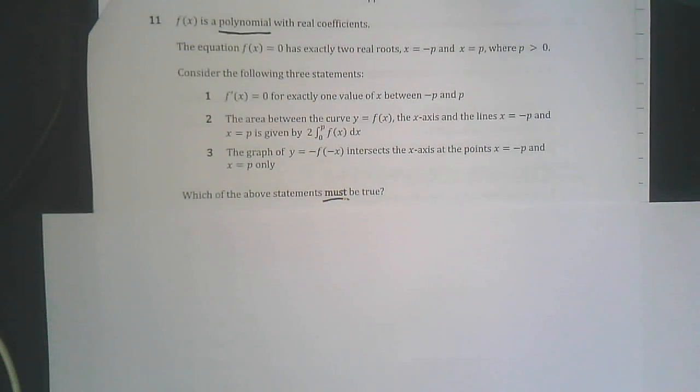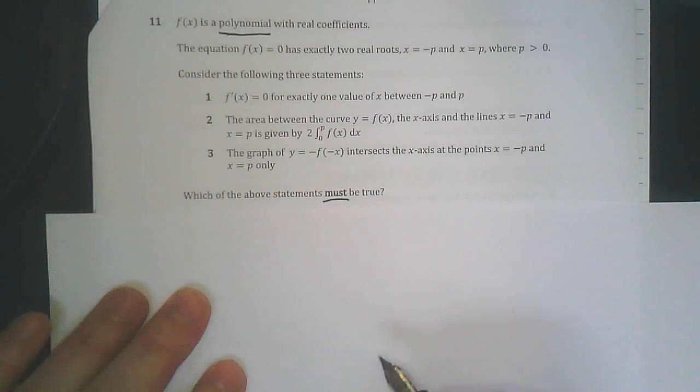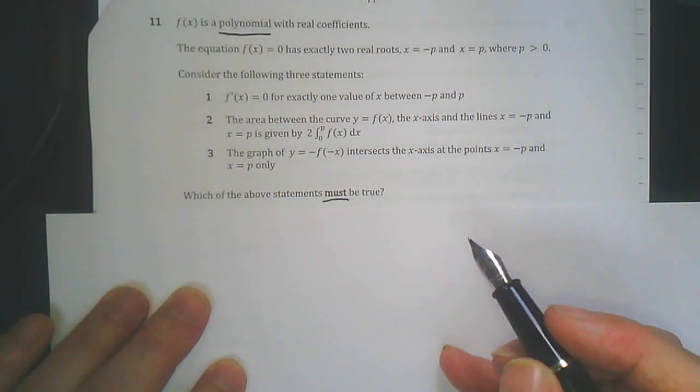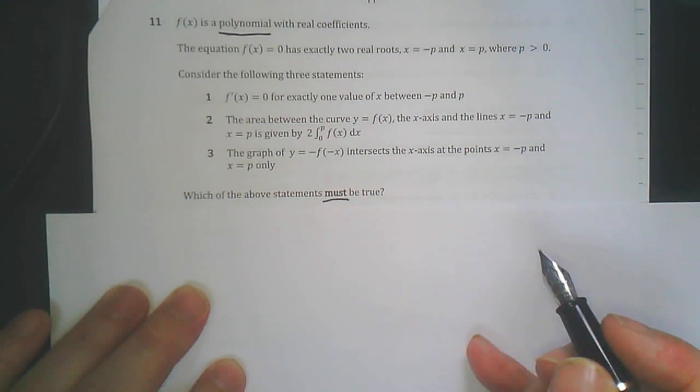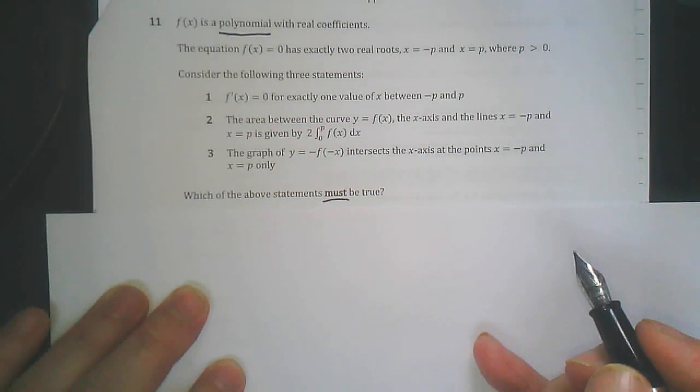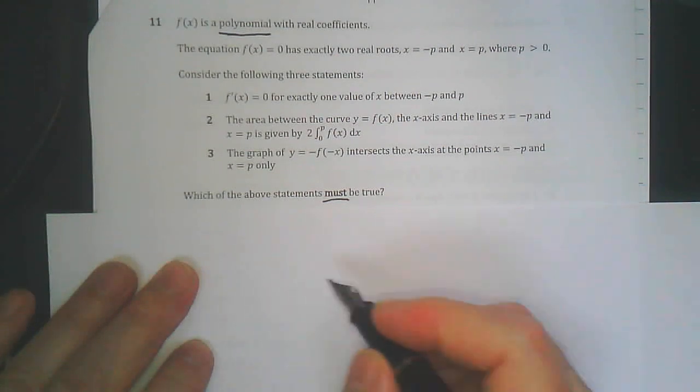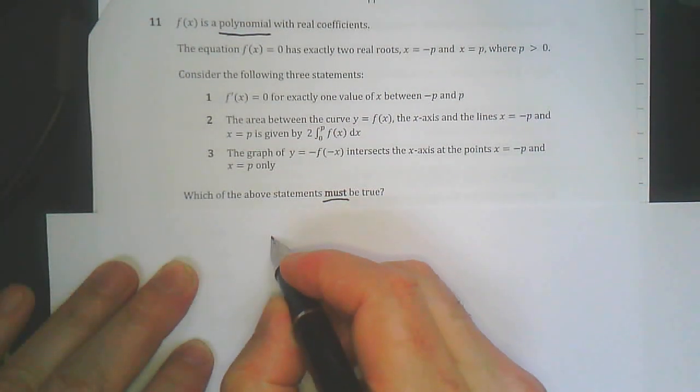So statement number one: f prime of x is 0 for exactly one value of x between minus p and p. Exactly one. It says it's a polynomial, but it doesn't tell us whether it's a quadratic, a cubic, quartic, etc. So we can't make any assumptions as to what the highest power of x is.